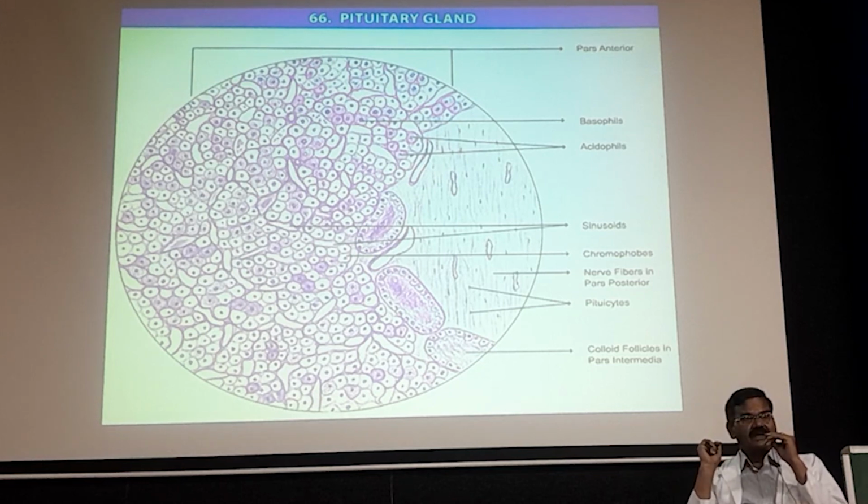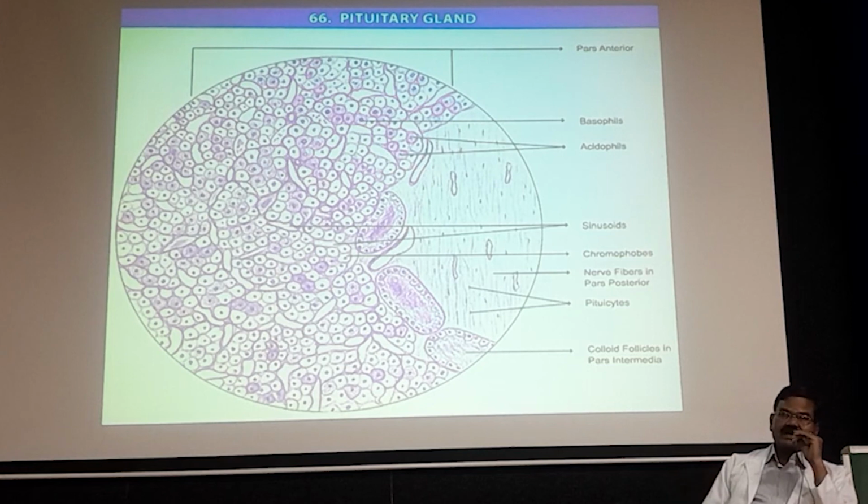Then coming to the second variety, endocrine glands. Endocrine glands are those which are devoid of a duct system. Next line, they pour their secretions directly into the blood.